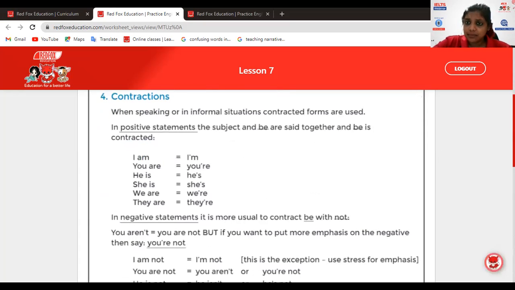Now, there is something called contractions. Contractions is basically just shortening words. So instead of saying I am, you're going to say I'm. Okay. So there is a list here. Let's go through that. And this time, can Vijaya please read the list for us?